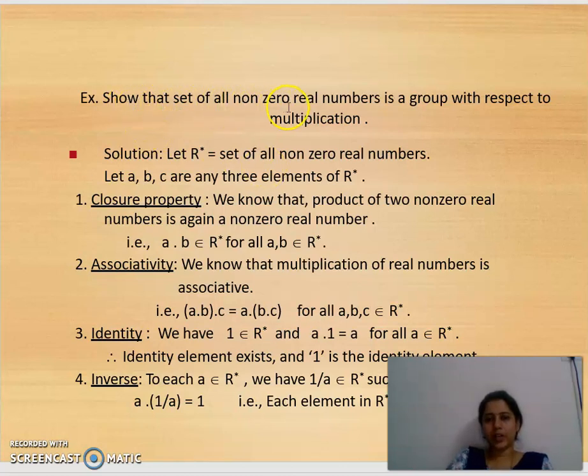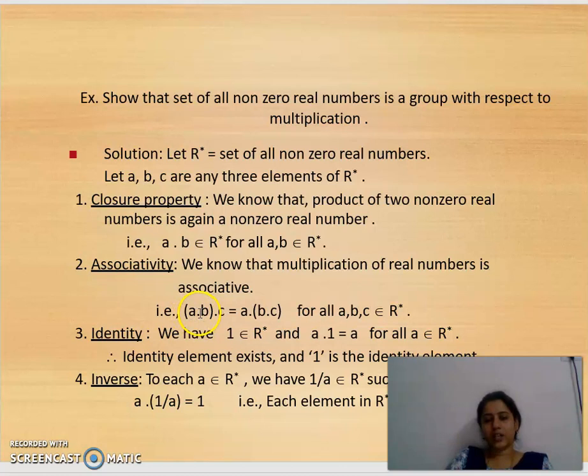Example: show that the set of all non-zero real numbers is a group with respect to multiplication. Here the set is the non-zero real numbers and the operation is multiplication. So first check the closure property. Take any two real numbers and multiply them; the product also belongs to the real number set. So it's satisfying the closure property. Next, the associative property also it satisfies. Why? Because the order of multiplication doesn't matter between real numbers.